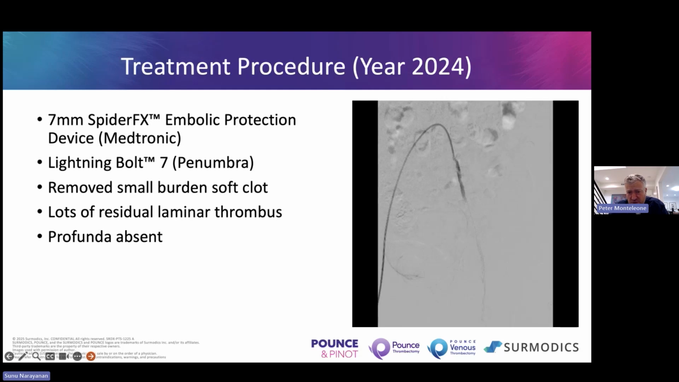So our focus first was on the inflow, as always. We put an embolic protection device down distal at the level of the common femoral, and we started with the newer versions of aspiration thrombectomy, Lightning Bolt Penumbra thrombectomy with that 7 French system.